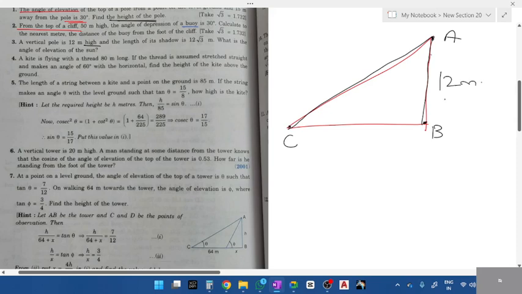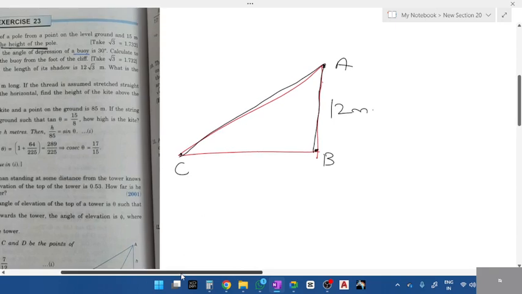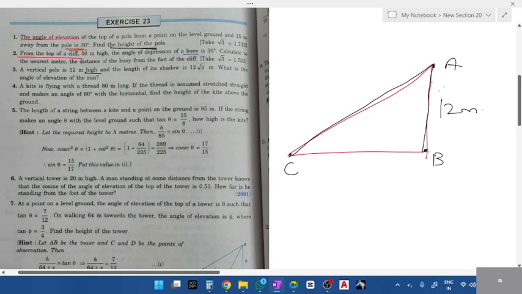And the length of its shadow is 12 root 3. What is the angle of elevation of the sun? What's the angle of elevation?